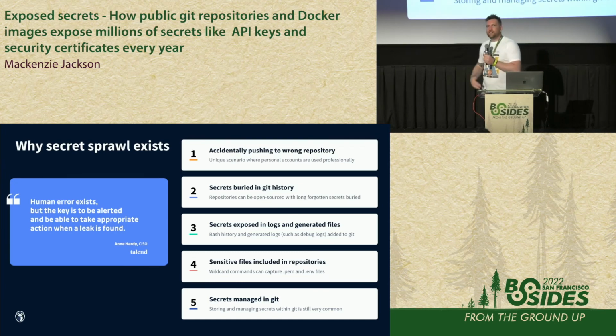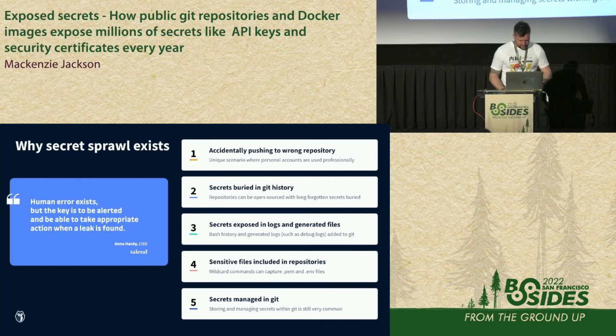We accidentally add some auto-generated file. Debug logs can contain secrets and environment variables, so they can expose themselves here. We have sensitive files like PEM or env files that accidentally get captured in Git repositories. And then the last one is that we still have companies actively managing secrets in Git, just adding their environment variable files because it's easy. We can distribute it to all the team, everyone has access to it, and we have excessive trust of our employees. So it's a multifaceted problem and we need lots of different solutions.